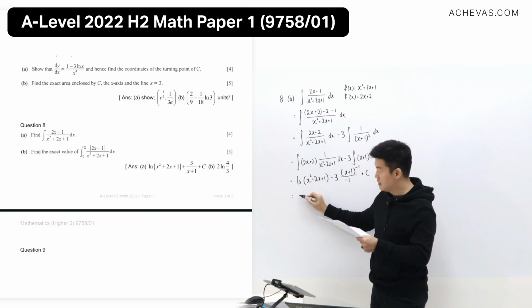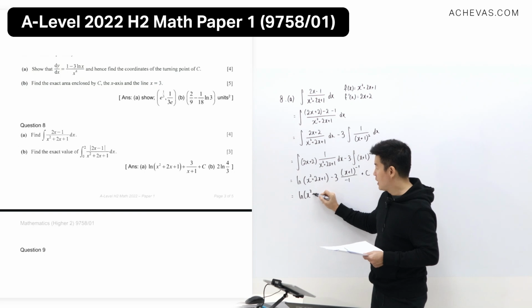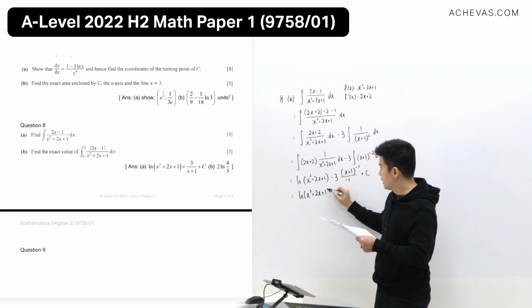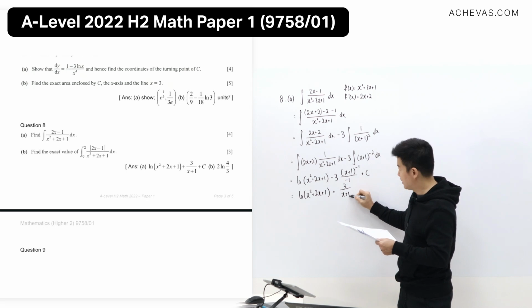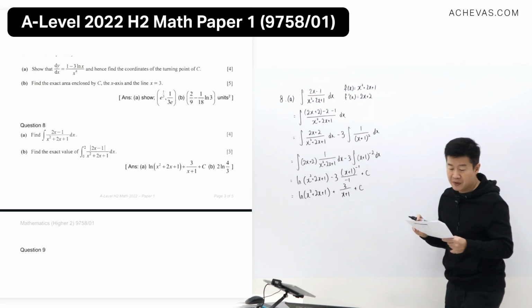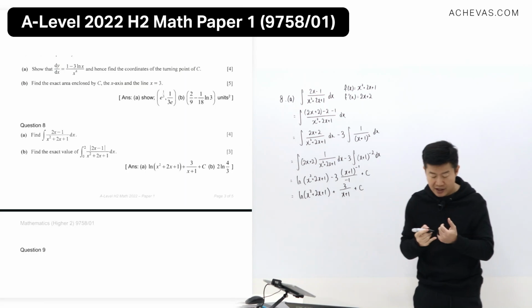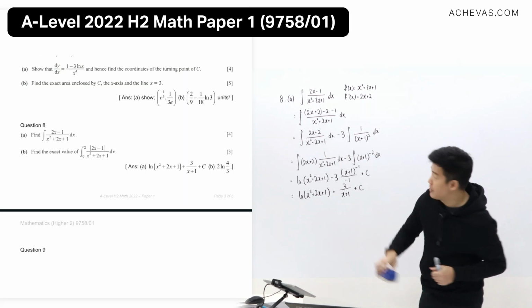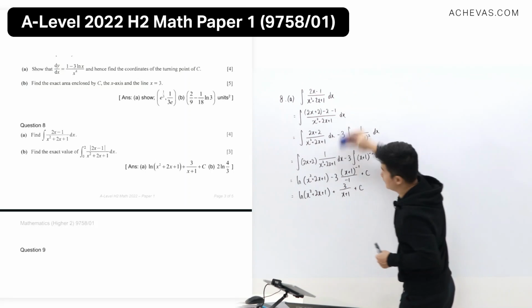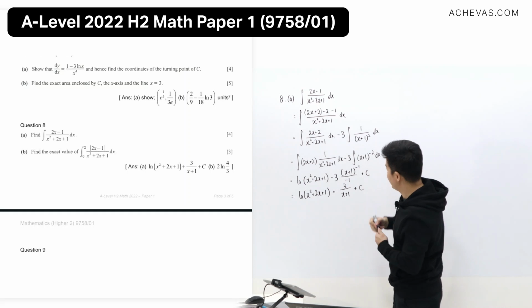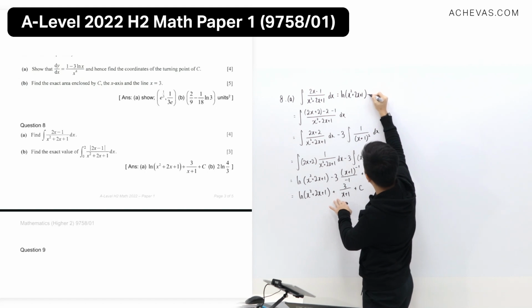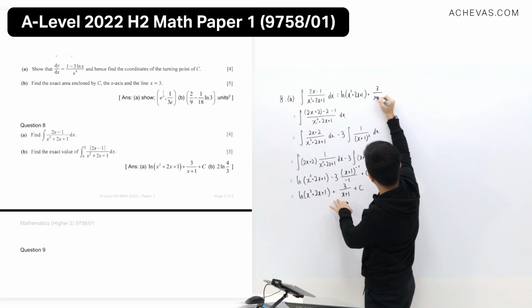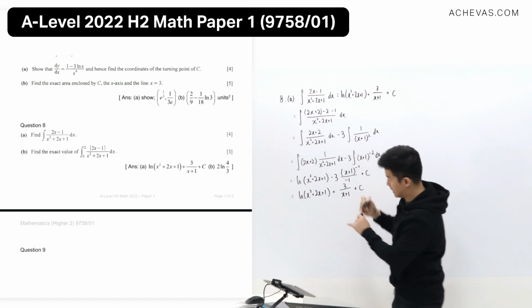So my final answer here is going to be ln(x² + 2x + 1) plus 3 over (x + 1) plus c. This is the result that I've gotten from part A, which we will be using in part B. So let me just rewrite it here first before I erase this, okay? So this result is ln(x² + 2x + 1), then plus 3 over (x + 1) plus c.